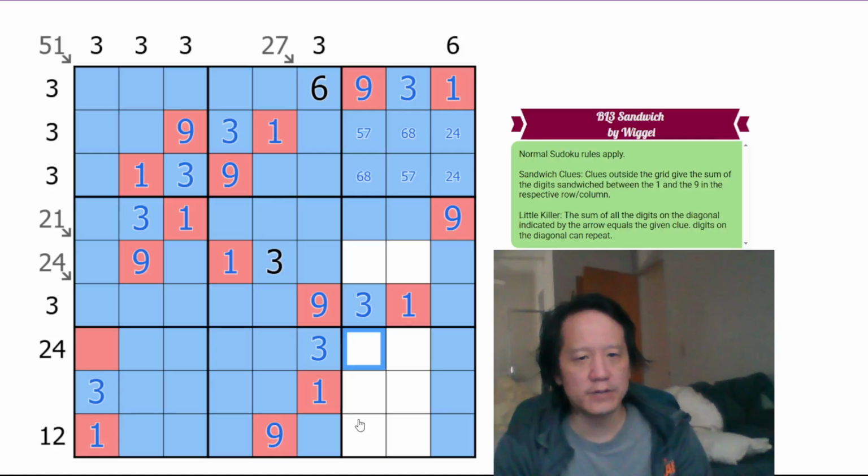This is 9. Okay, so we need a 1. Where is the 1 in column 7? Cannot be these two. Can't be any of these because the 1s are in the rows and boxes respectively. So this must be a 1 here.